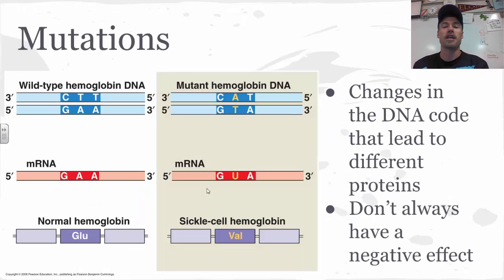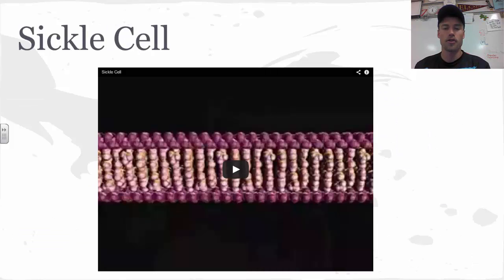Mutations. All right, we can have mutations. Mutations are changes in the DNA code that will lead to a different protein. Now, they don't always necessarily have a negative effect, and we're going to talk about some examples why. So before we do that, I got another quick video for you about sickle cell and the mutation that causes sickle cell.